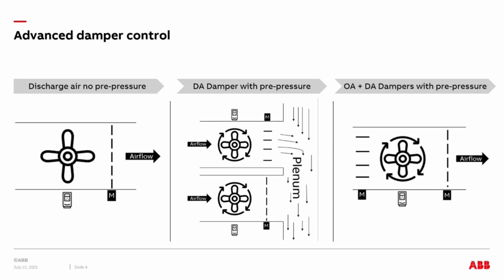Advanced damper control is different than your traditional drive damper control, as it allows for the integration of both discharge air dampers, outside air dampers, along with what I like to call a pre-puff feature. This pre-puff feature has the motor spinning before the dampers open. So now let's take a look first at discharge air damper with no pre-pressure.